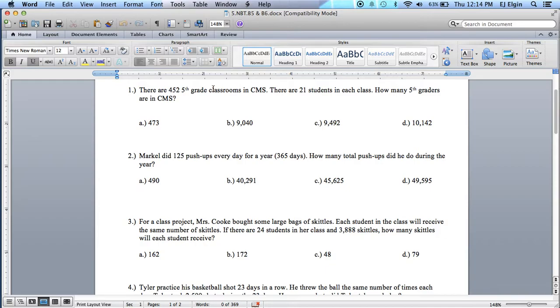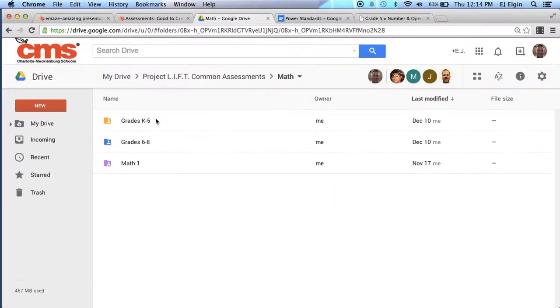Great. And I really like the idea of cross-checking these questions with released EOGs. And just for your information, in the math folder that I've shared, you can click on the grades, and I've got the released EOGs in there as well as a reference for you.